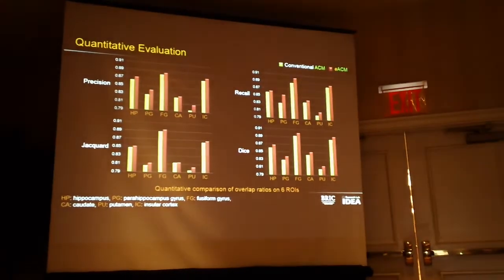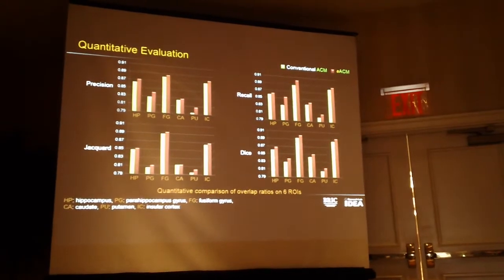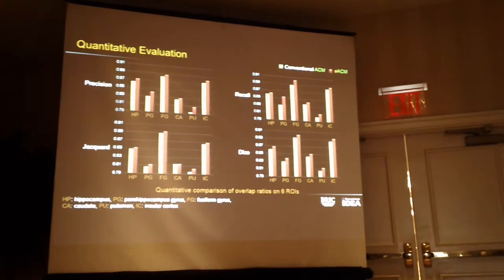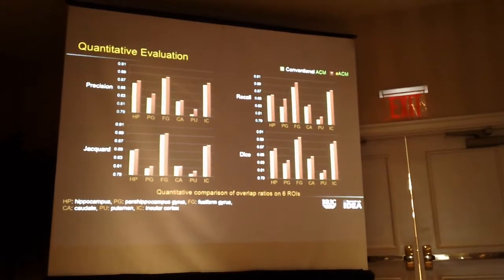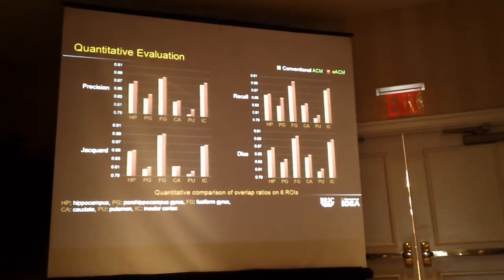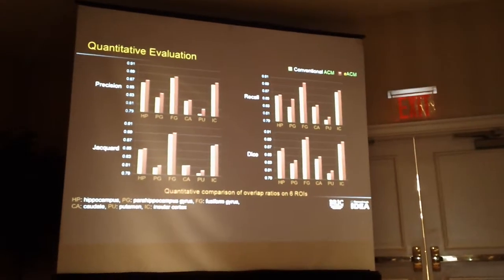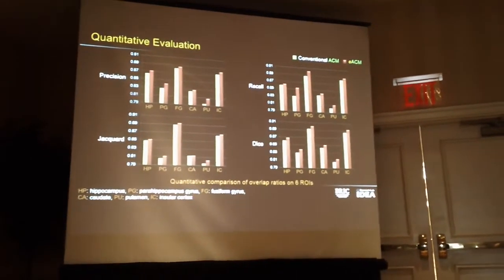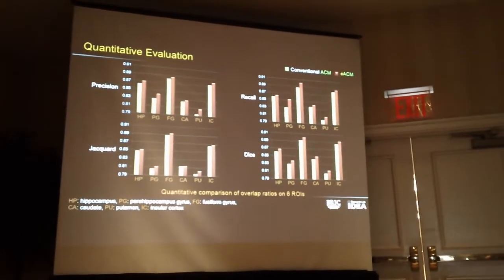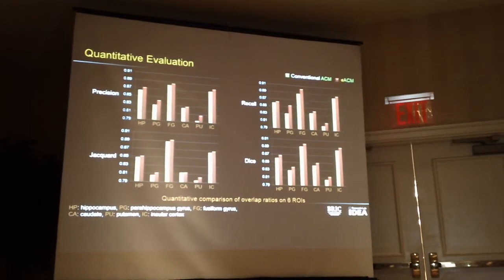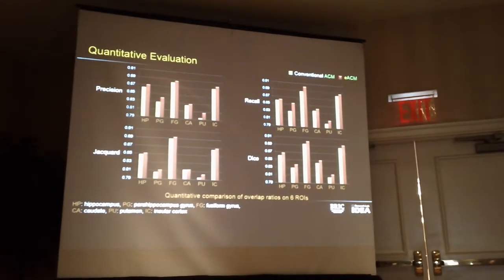And then here is a quantitative evaluation. We use 4 metrics: the precision, recall, Jaccard, and Dice ratio. The green color bar stands for the output of conventional ACM, and the red bar stands for our result. And it is clear that for all metrics and for all ROIs, our result is better.